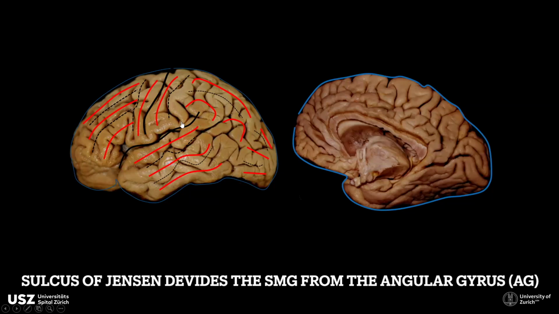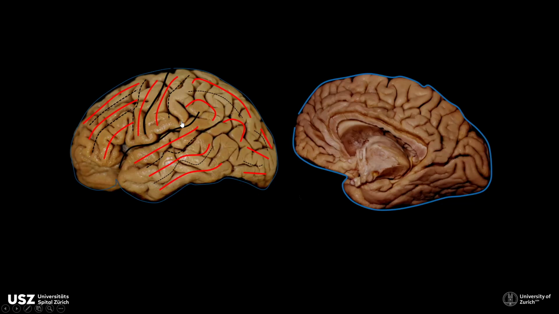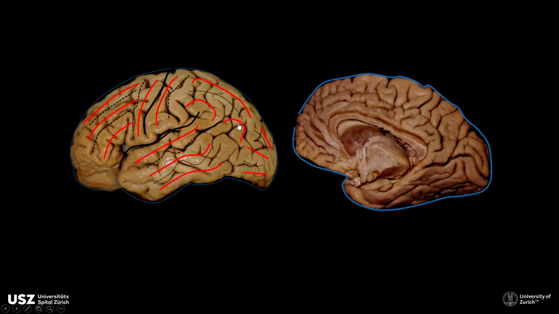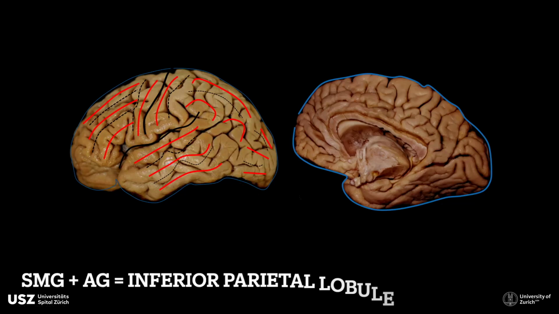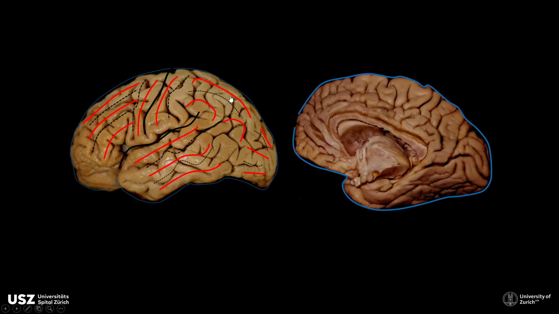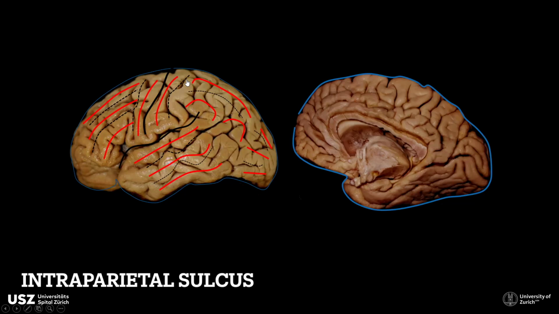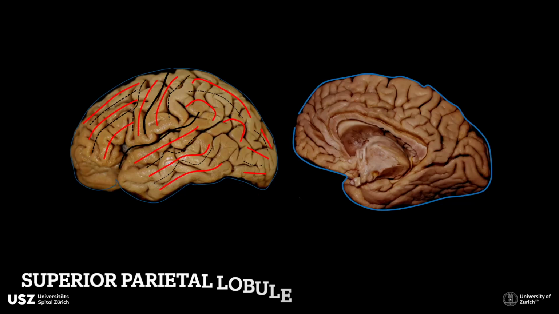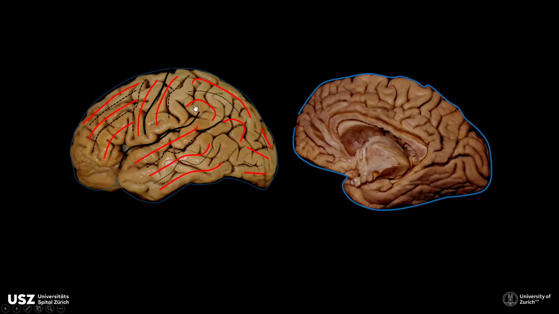How do you recognize them? The supramarginal gyrus arches around the Sylvian fissure. The angular gyrus arches around the superior temporal sulcus. The two together are very variable. You will see everybody of you will have a different one. The two of them make the inferior parietal lobule. The superior limit of the inferior parietal lobule will be the intraparietal sulcus, which divides the two gyri I just mentioned from the superiorly located superior parietal lobe. Okay? We will repeat everything again during the dissection.